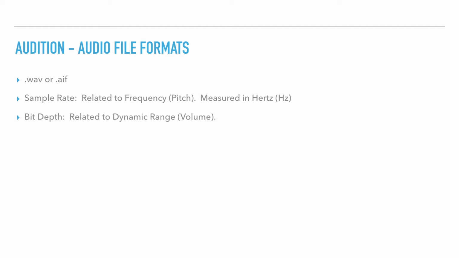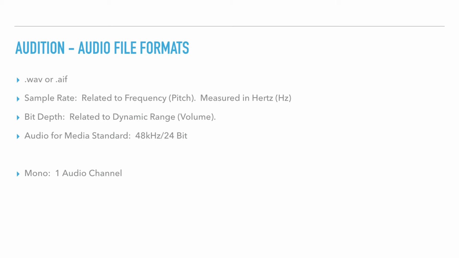Let's take a minute to see what some of these options are. .wav files are the standard that we use when working with digital audio. .mp3 files are compressed, while .wav or sometimes .aiff are high-fidelity, full-bandwidth audio files. Sample rate is related to frequency or pitch and is measured in hertz or kilohertz. Bit depth is related to dynamic range or volume. The standard when working with audio for any kind of visual media is 48 kilohertz or 48,000 hertz and 24 bits for the bit depth.